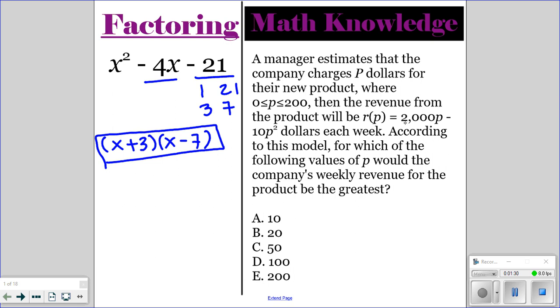For the math knowledge question, it asked for which would be the greatest revenue. And if you look back, it tells you your revenue is found by 2000p minus 10p squared. So the easiest or quickest way for y'all right now is just to plug in all 5 of these numbers to see which one is the biggest.